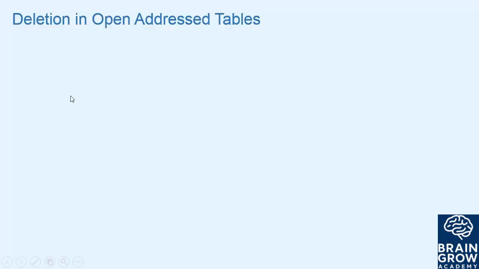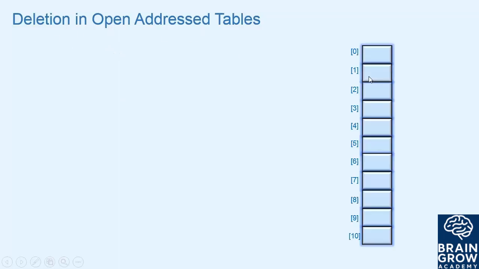In previous lectures, we have seen how to insert and search records in open addressed hash tables. In this lecture, we'll talk about deleting records in open addressed hash tables. Suppose we have this hash table of size 11. First, we'll insert some records in it using this hash function and using linear probing. And then we'll see how to delete records from it.